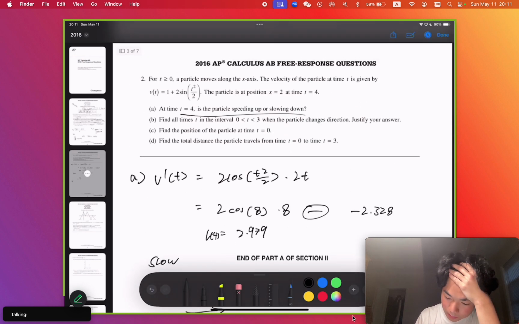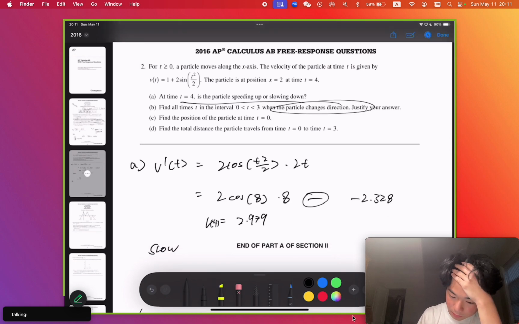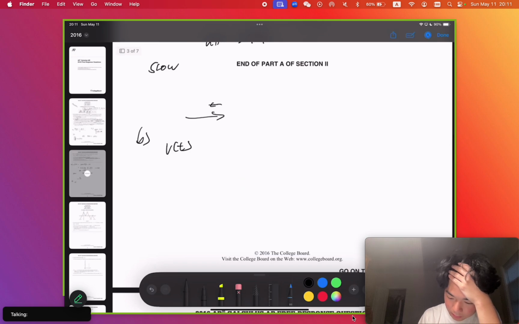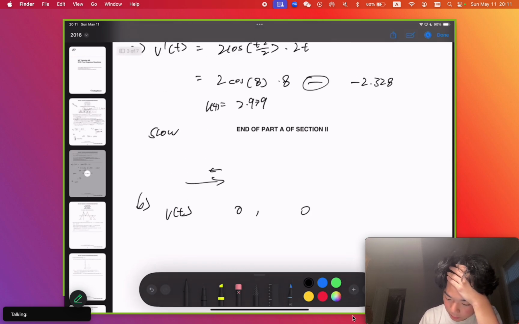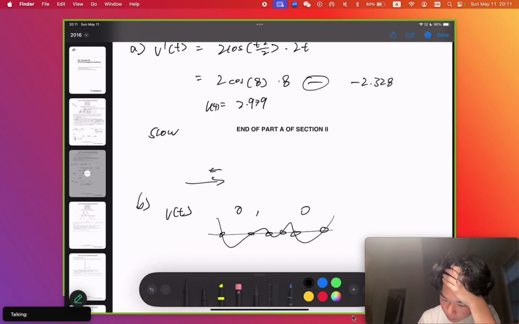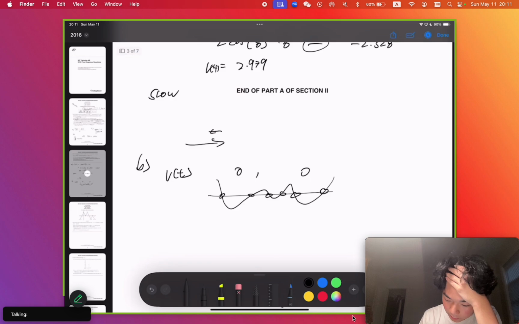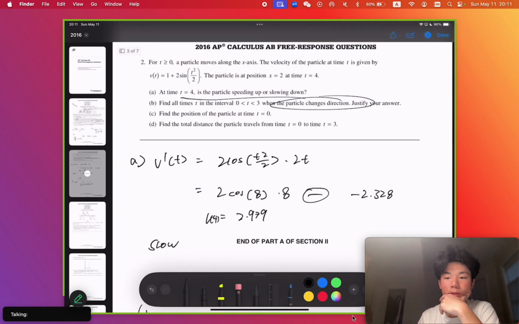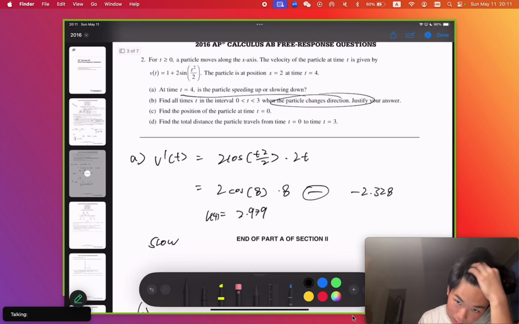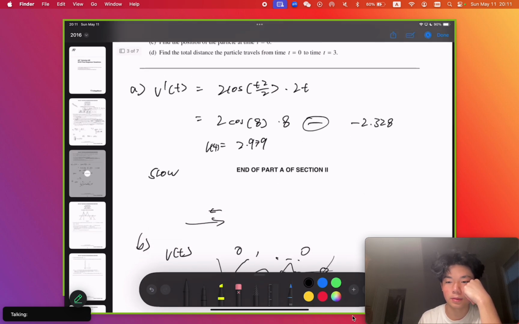Find all times t when the particle changes direction. It changes direction basically when v(t) equals 0. Just plug it into the graph and see where it's 0. For instance, if you have this, these are the points where it changes direction. The reason is that the derivative of the position changes from negative to positive, or from positive to negative.